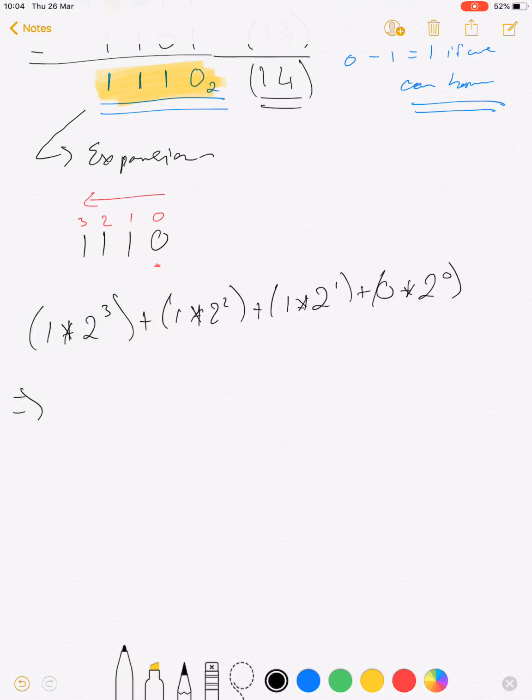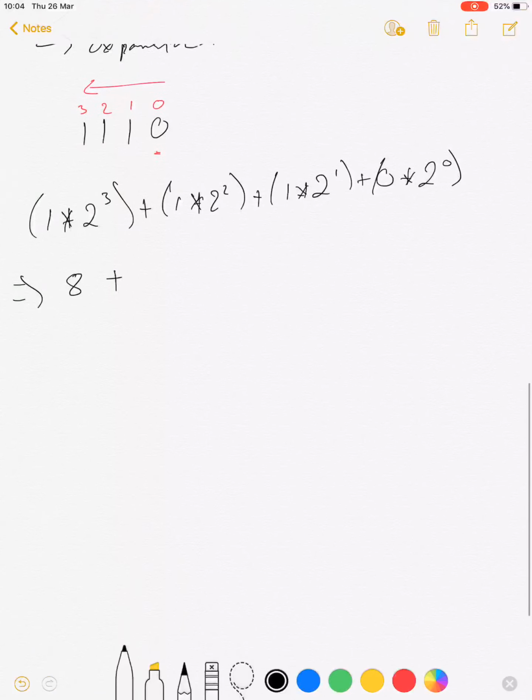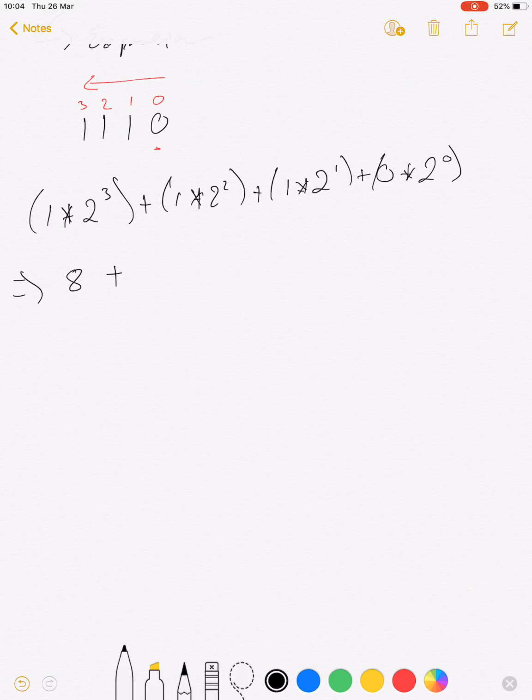And we work this out, we have 2 to the 3, which gives me 8, multiplied by 1 is 8, plus 2 to the 2 is 4, multiplied by 1 is 4, plus 2 to the power 1 is 2, multiplied by 1 is 2, plus 2 to the power 0, well, anything raised to the power 0 is equal to 1, multiplied by 0 gives me a 0. Now if I add them, 8 plus 4 is 12, plus 2 is 14, base 10.